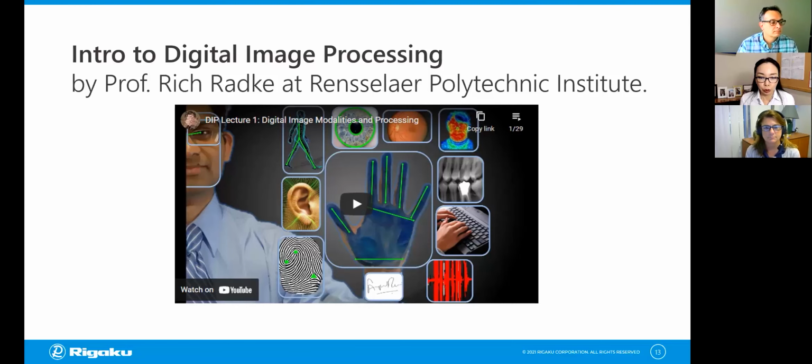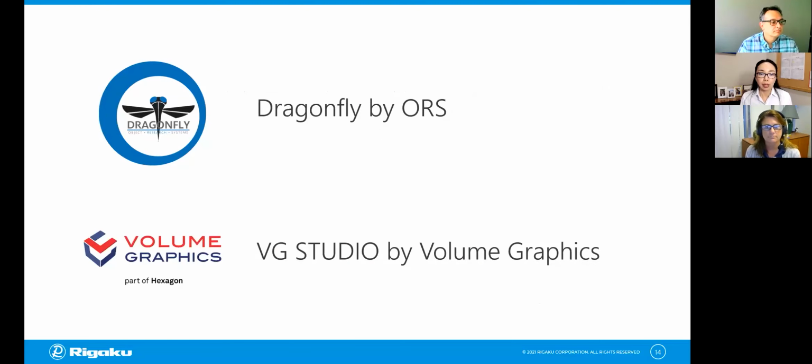As far as the tools go, Dragonfly by Object Research Systems and VG Studio by Volume Graphics are the tools we use most of the time. Angela and I use those too. There are many other different tools kind of similar to them. But those are the commercially available tools you can use for more complicated analysis and also faster calculations.